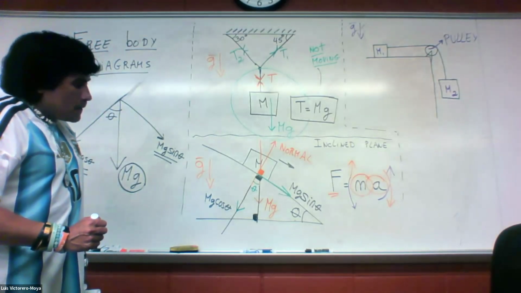Okay? I have a quick question. Yeah, because I was a little confused when I was doing this part. Why does it switch to be the mg cosine theta? Is that not technically the y-axis, or does it change in this type of problem?